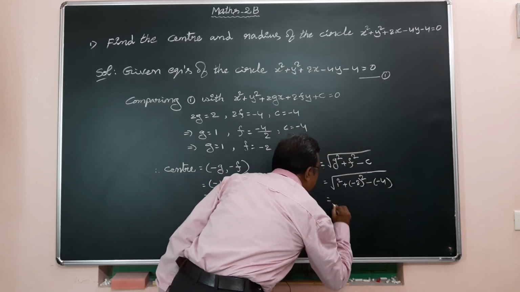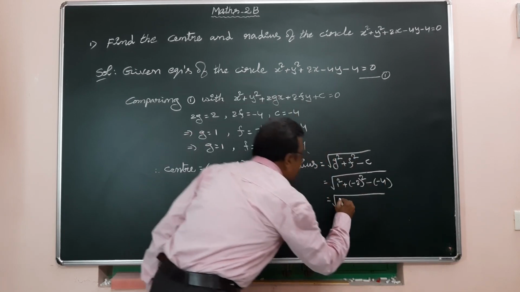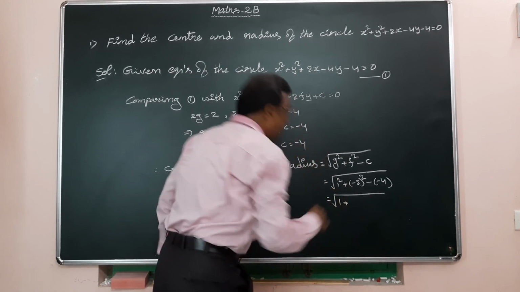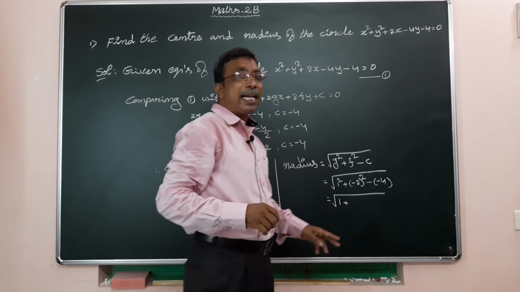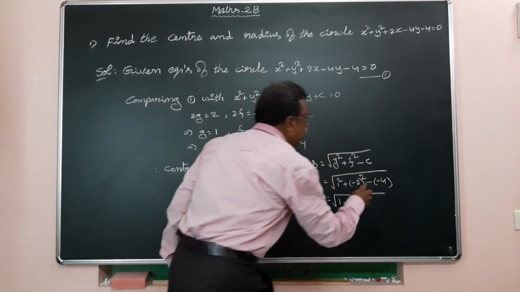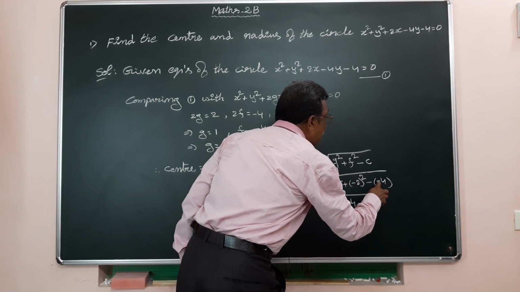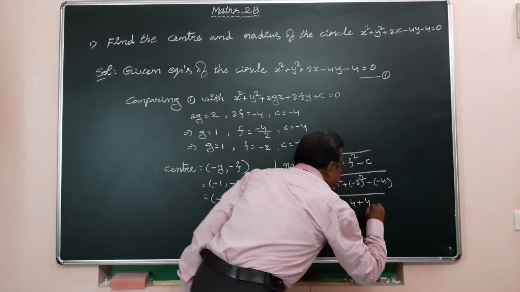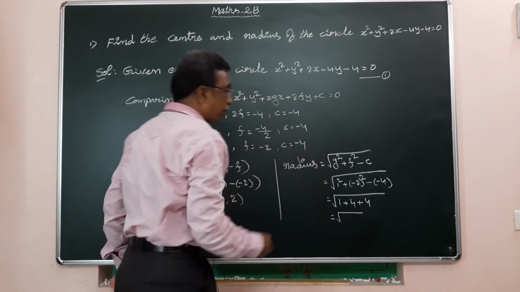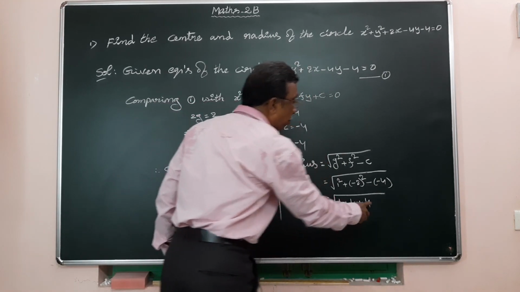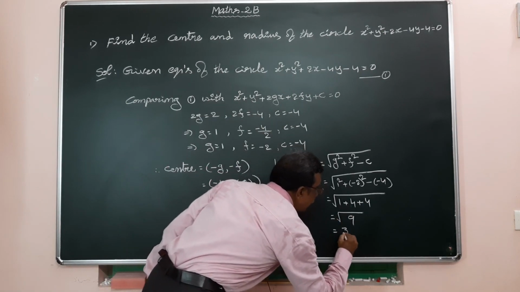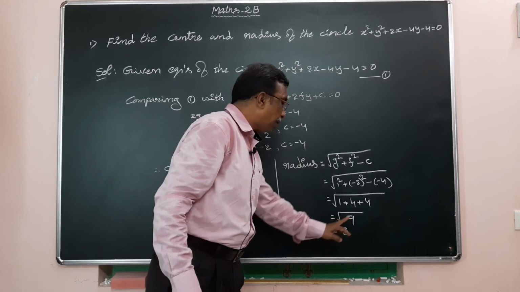That equal to square root of 1 square, that value is 1, plus minus 2 whole square. Minus whole square means plus 2 square. 2 2s are 4. Minus into minus, plus 4. That equal to square root of 1 plus 4, 5. 5 plus 4, 9. What is the root value? Root 9 equal to 3.